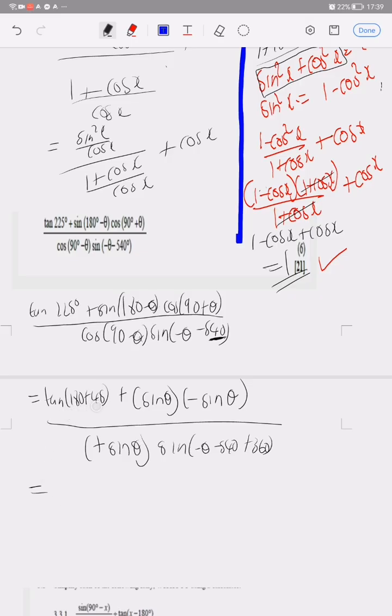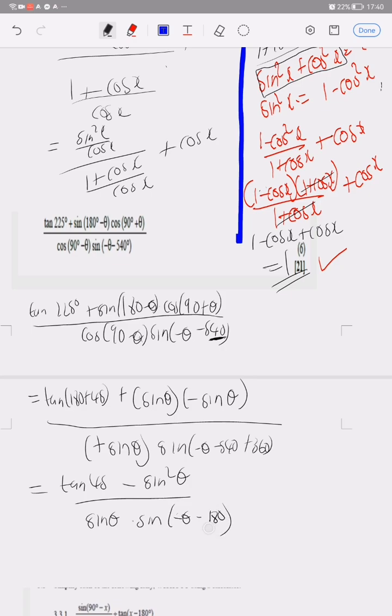So 180 plus 45, which quadrant is this one? It is in the third quadrant. Tan is positive, so it becomes tan 45. All right, then what do I have here? This becomes minus sine theta times minus sine theta, it becomes sine squared theta over what do we have? I have sine theta times sine of negative theta minus 180. Do you see that?